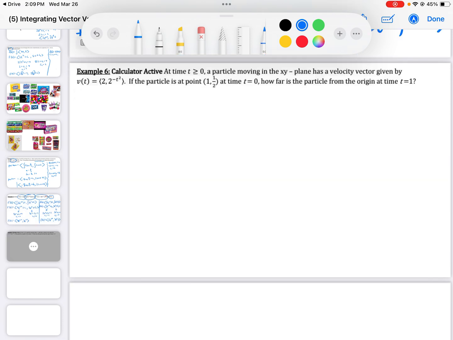Here we go. All right, last one is calculator active. It gives you the velocity vector. The particle is at, so it gives you a position. How far is the particle from the origin at time t equals 1? So what we're going to do is find the position of the vector, the terminal point, when time t is equal to 1. And then from there, we'll see how far is that away from the origin.